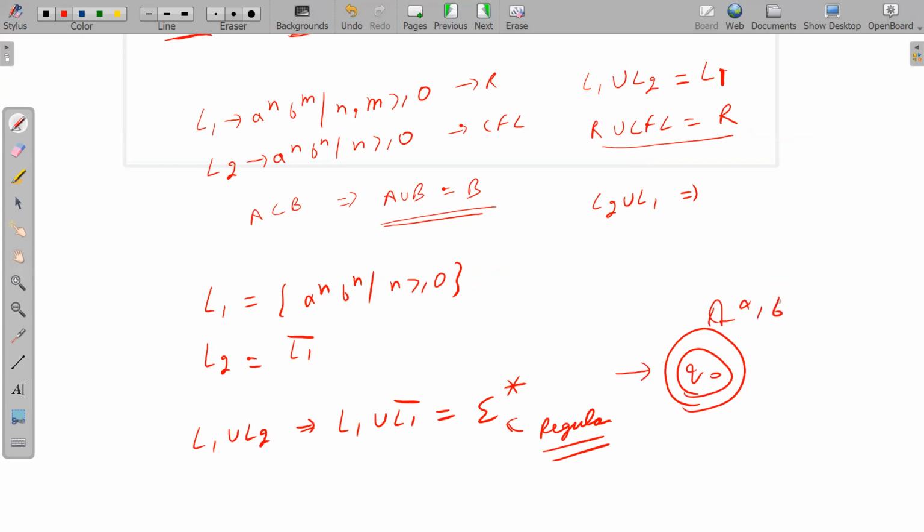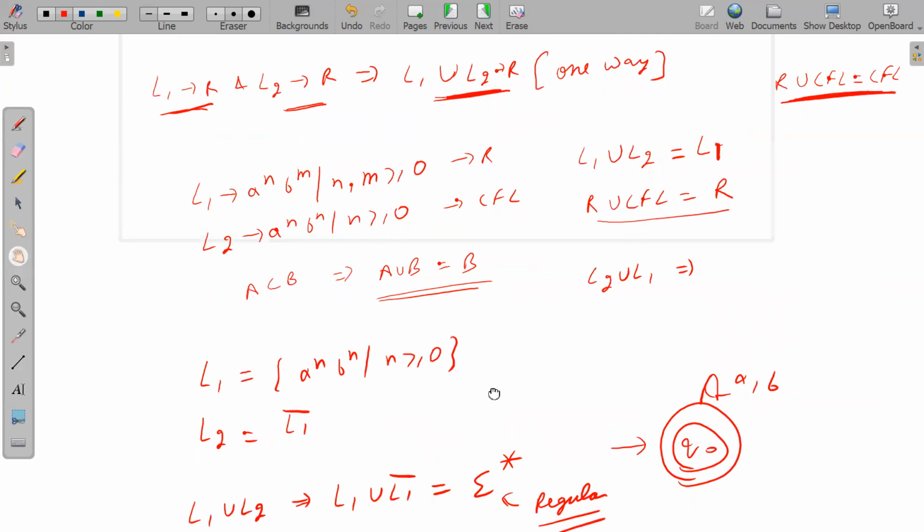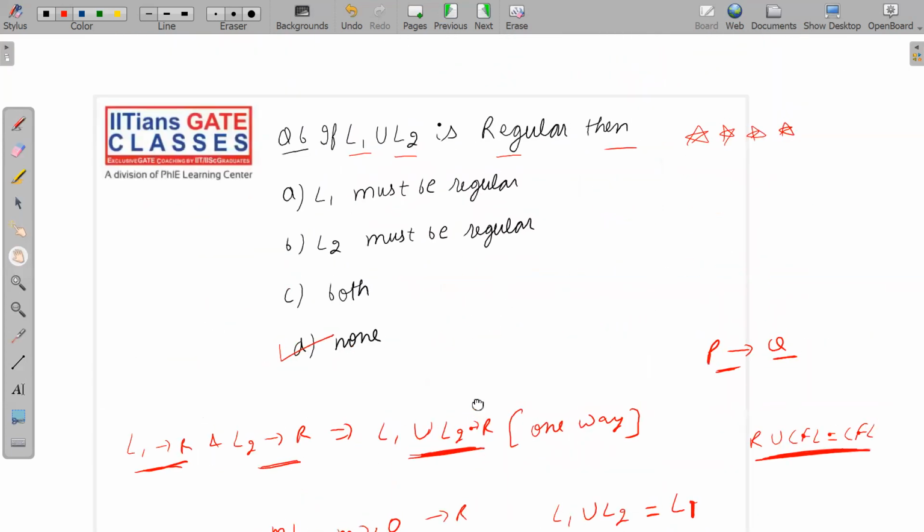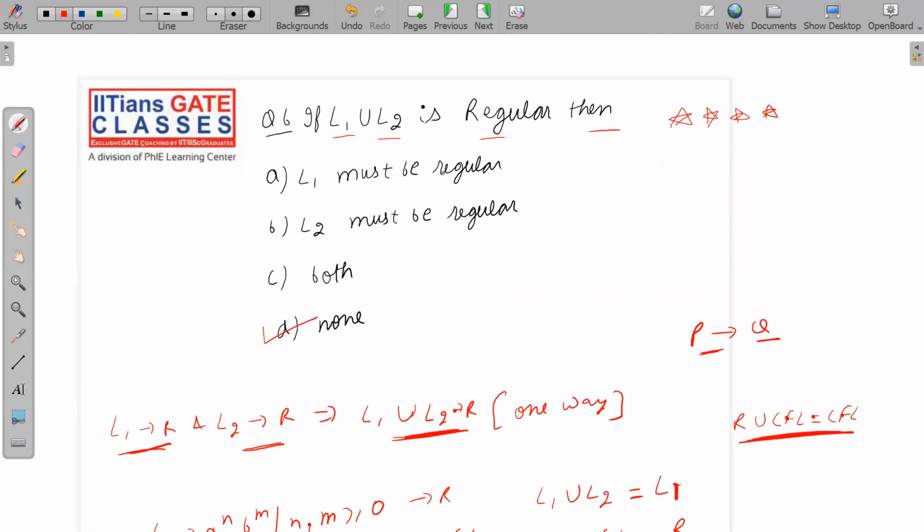All possible strings over A and B. So I hope I have made the point clear to all of you that it is not necessary that at least one of them should be regular. Even none of them can be regular, and still L1 union L2 can be regular. Let me repeat it for you. If L1 union L2 is regular, then L1 must be regular, or second option, L2 must be regular, C option is both, and D option is none.